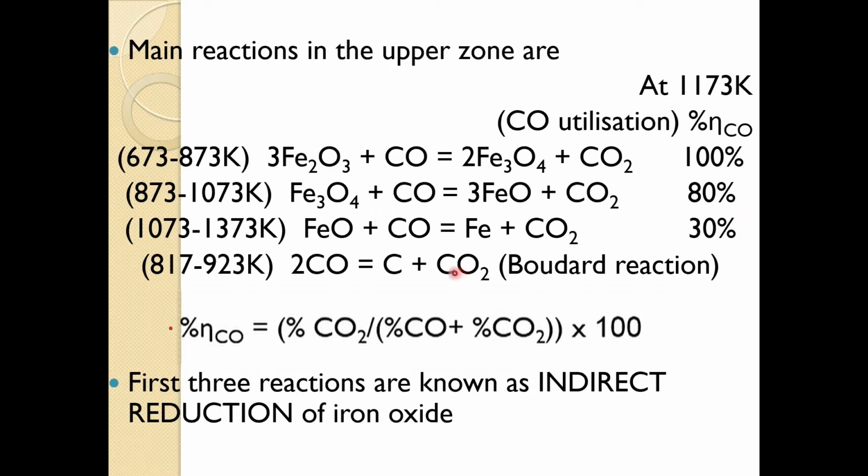And as we said, the solution loss reaction, or Boudouard reaction as it is sometimes known, occurs in this region. The efficiency for CO is given by the percentage of CO2 divided by the total percentage of CO plus CO2 in the gas, times 100. So the first three reactions are known as the indirect reduction of iron oxide. As you can see, indirectly it is reducing through the gas.